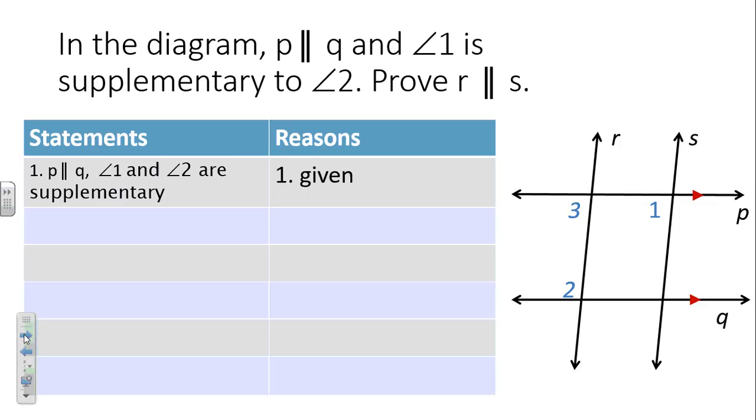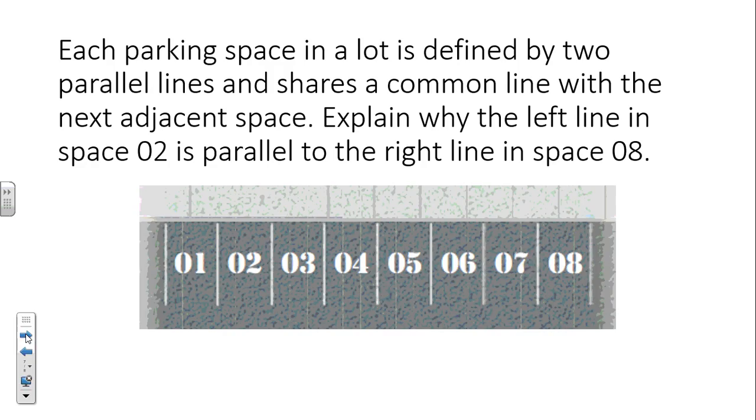Okay? Now I have one more thing to show you, and then you don't have to write this down. You don't have to write it down. But here is an example of something that you've written in your notes. We have something called the transitive property of parallel lines. Okay? And what it says is we have each parking space in a lot defined by two parallel lines. We see this all the time everywhere we go. And those lines share a common line with the next adjacent space.